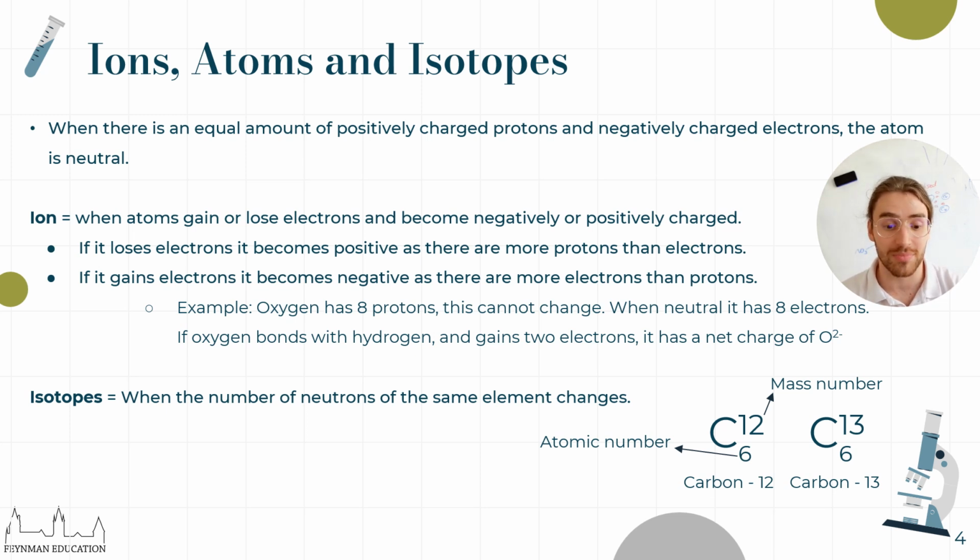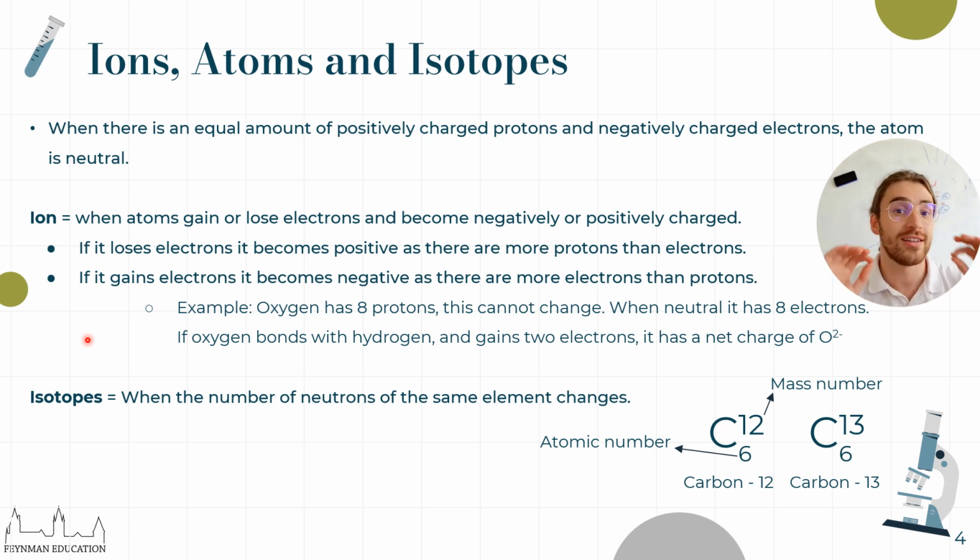If this oxygen bonds with a hydrogen, it's going to gain 2 electrons, H2O. It's going to gain 2 electrons, and it's going to become O2 minus, oxygen with a 2 minus charge. And notice that that 2 minus charge we put at the top, not at the bottom. So it becomes O2 minus, an oxygen ion, a negatively charged ion. Now, that was electrons.